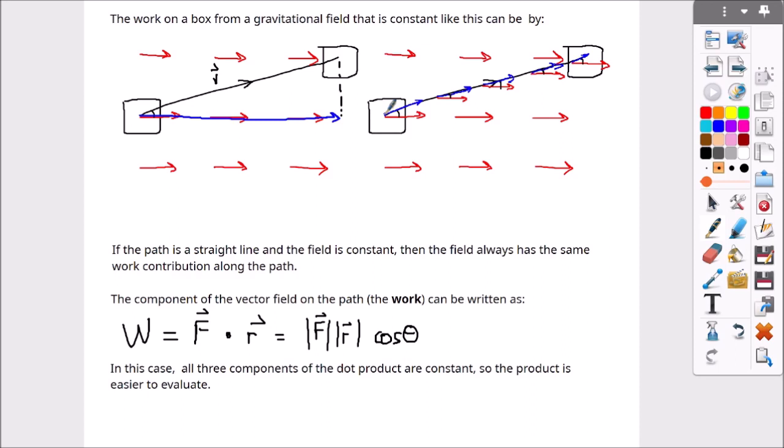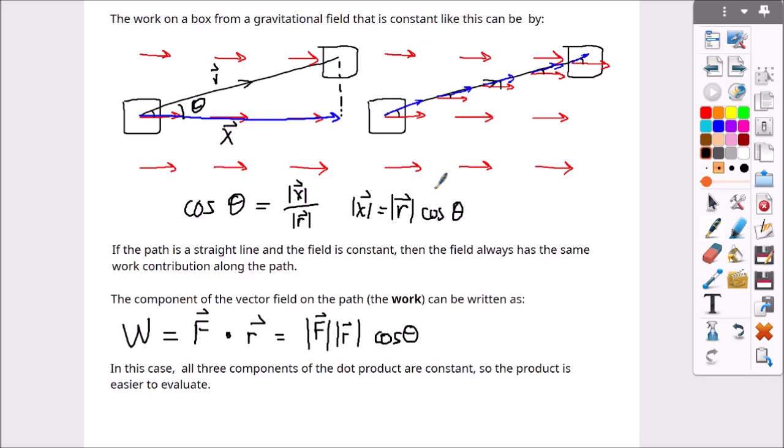So if it's the blue, then what is that? What is the blue? Well, if I put theta here, and let's say this is x, then the cosine of the angle will be equal to the magnitude of x divided by the magnitude of r. So the magnitude of x is r cosine theta. And the most basic formula of work is force times distance. But the vector form of the formula of work is the force vector dot product with the radius vector.